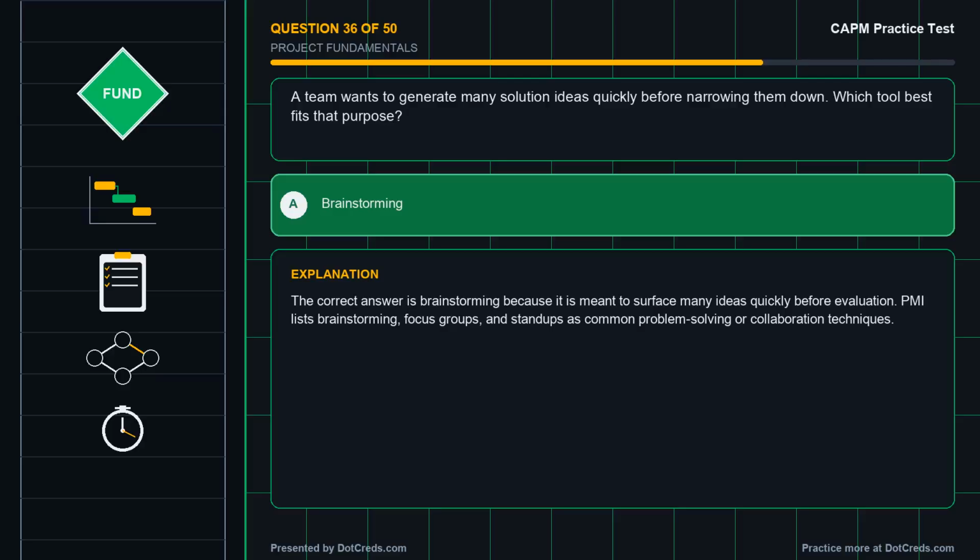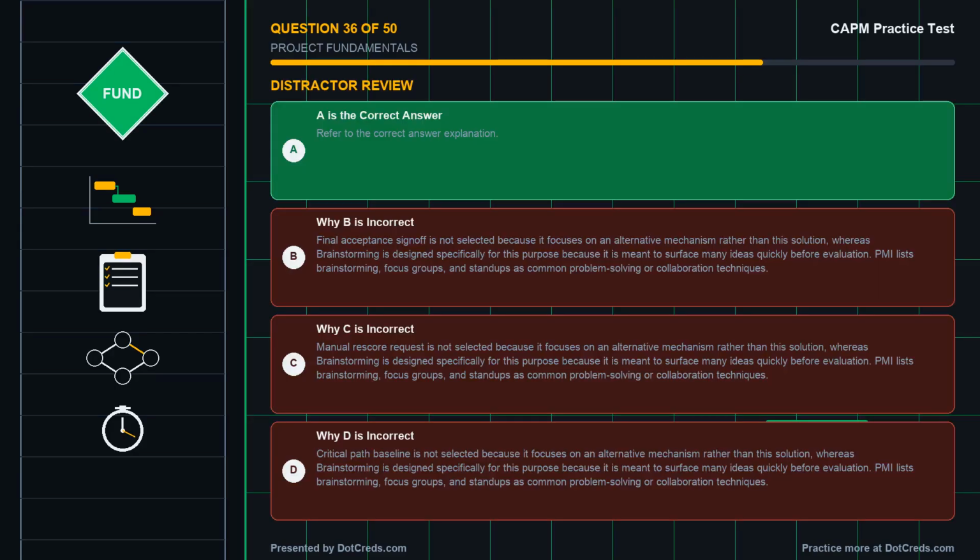Correct answer, A. Brainstorming. The correct answer is brainstorming because it is meant to surface many ideas quickly before evaluation. PMI lists brainstorming, focus groups, and stand-ups as common problem-solving or collaboration techniques. Take a moment to review why the other options are incorrect.